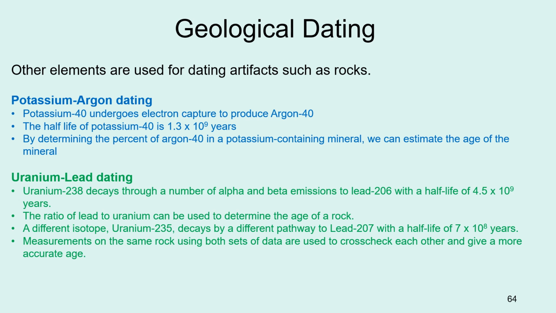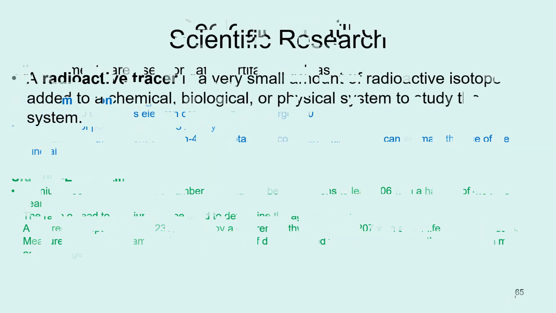So a lot of times we can use another chemical to cross-reference. You can use uranium-235, which is also found in the rocks, and it decays to lead-207 with a half-life of 7.7 trillion years, so not quite a trillion years. And so you can measure both of these using the same rock, and they cross-check each other, so we have an idea of what the age is.